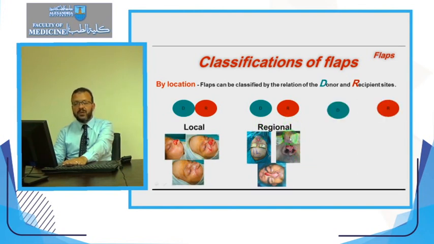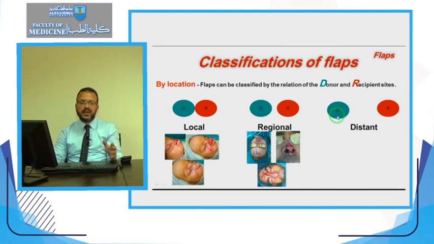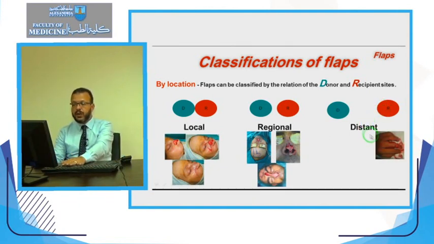And if you remember, when we were speaking about the groin flap, we were speaking about the groin flap that can be used to reconstruct defects in the hand. So the donor site is in the groin, anterior trunk, and the recipient site is in the hand, in the upper limb. Both are different anatomical regions, and in this situation we call this flap a distant flap.